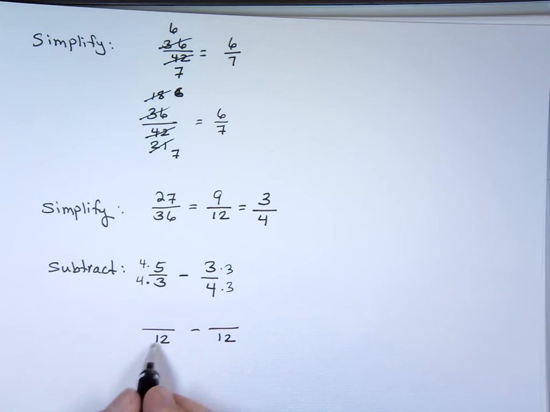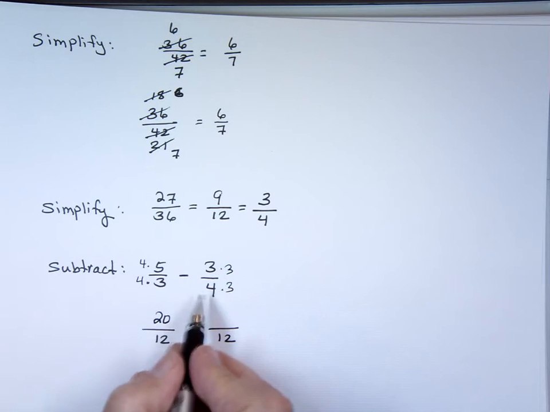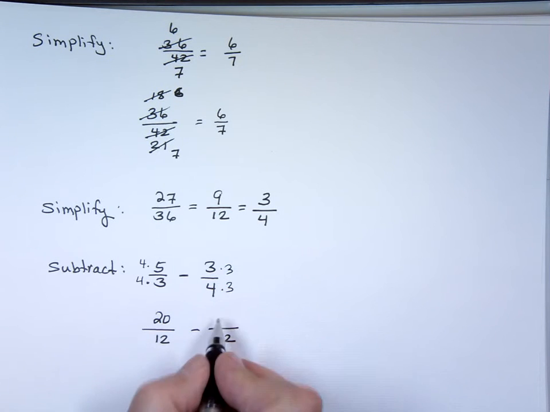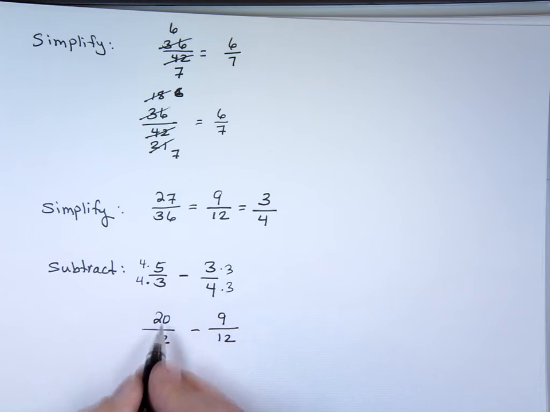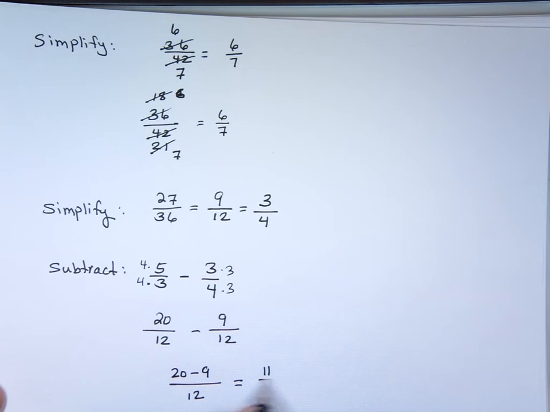So 4 times 3 is 12. What's 4 times 5? 20. 4 times 3 is 12. 3 times 3, 9. Now this is the same thing. So it's 20 minus 9. What's 20 minus 9? 11 over 12.